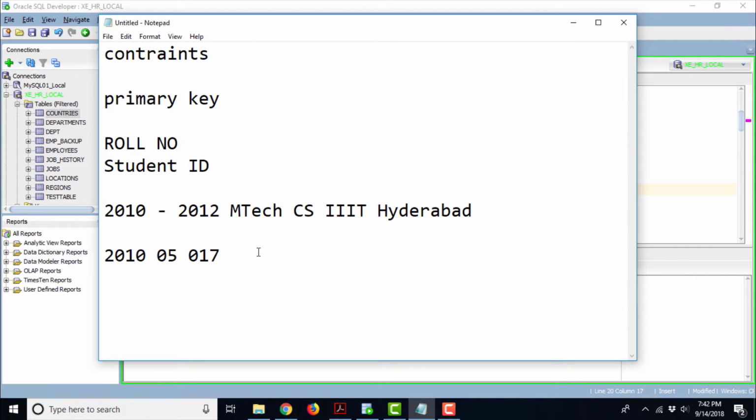There were around 35 students. So this roll number list started from 2010 05 001 and it ended at 35.